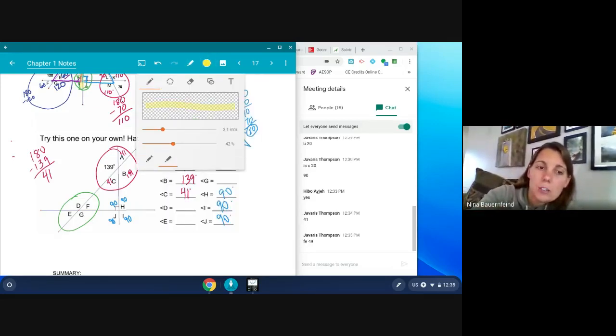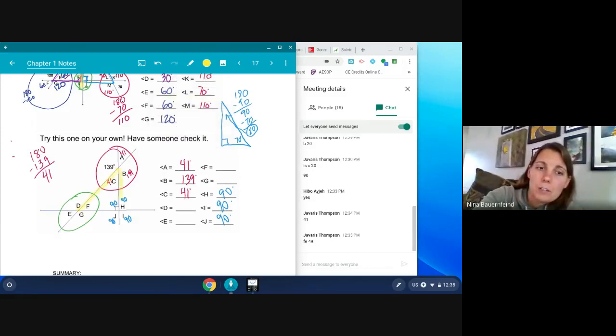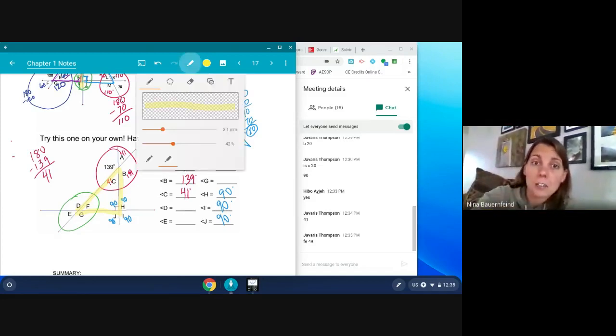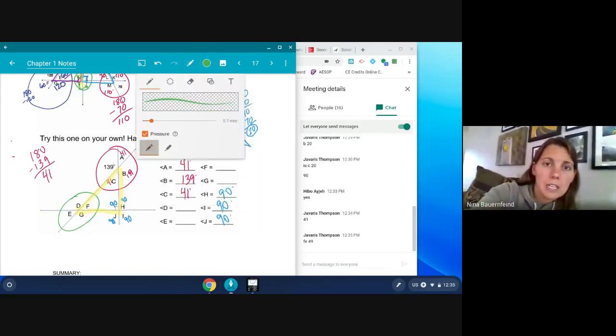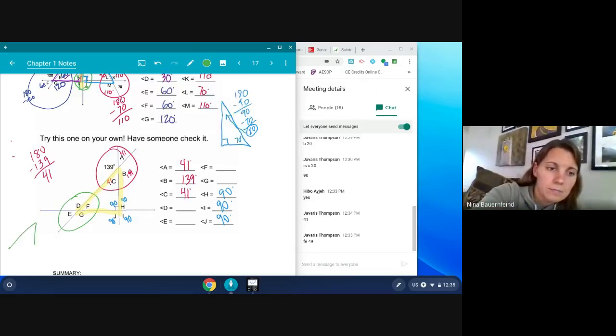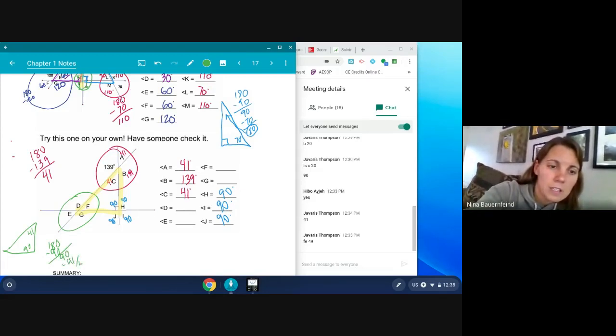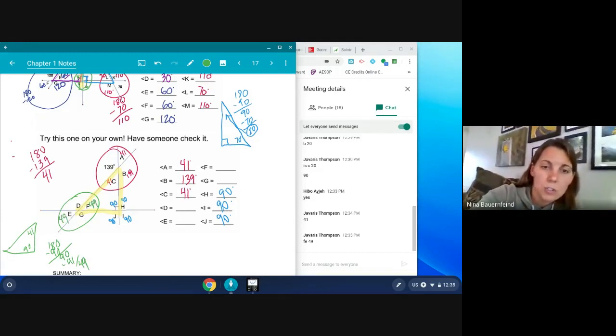Do you remember that triangle trick? Yeah, Javaris, you're right. So this triangle trick: once you run out of the vertical angle pairs, I then look for triangles because triangles make 180 degrees. So this triangle has 90 and 41. So we're going to go 180 minus 90 is 90, minus 41 is 49. So that's 49, and Javaris put in that that's also 49.